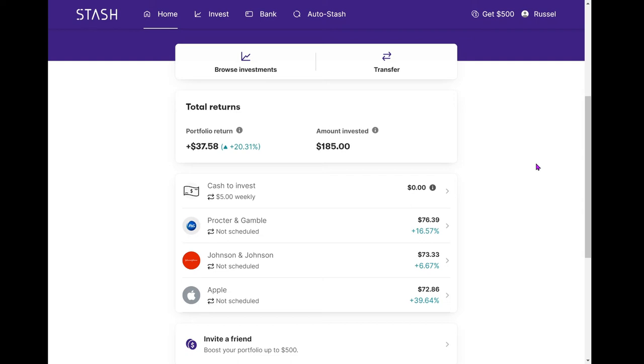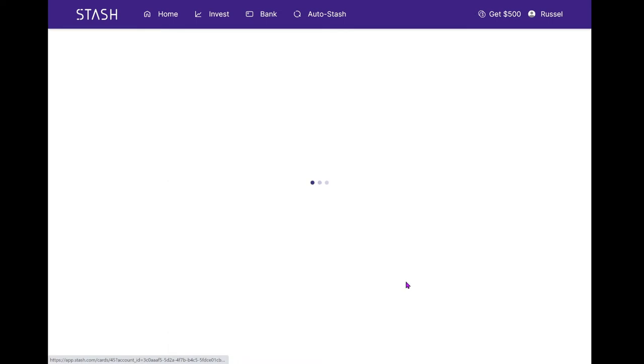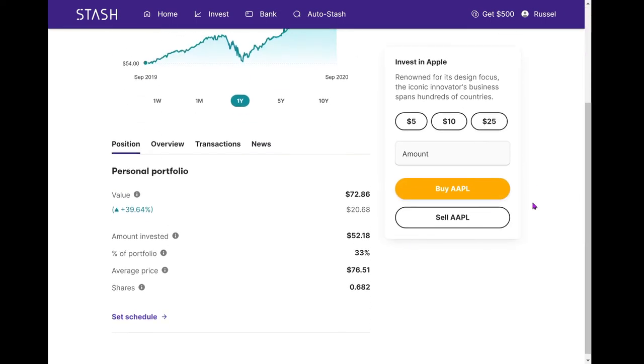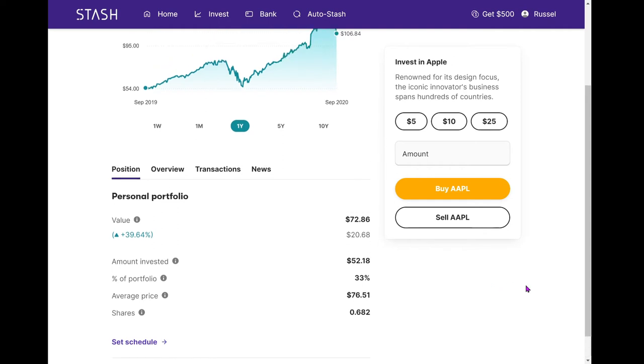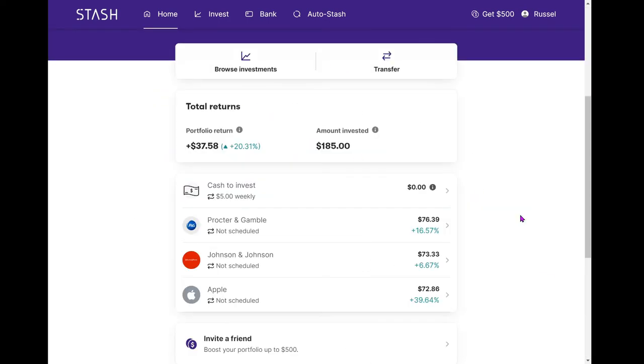I've currently made $37.58 since March, not bad, on $185 invested. Apple is still at 39%, and I'm getting closer to having that whole share I have. So almost 3/4 of a share, getting close. Reinvest in dividends. I love it. Like clockwork, it's just boring. You can see that I am getting rich slowly here. $5 a week. That's it. $5 a week, and it just goes into whichever of these three is the lowest. That's how I'm doing it.